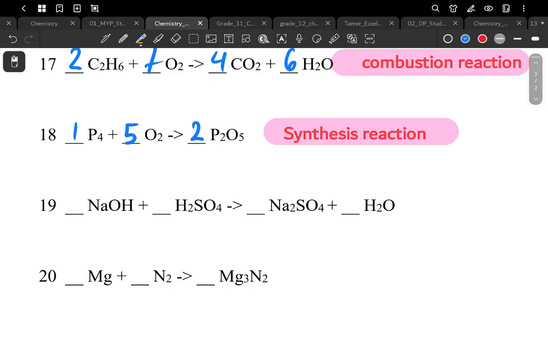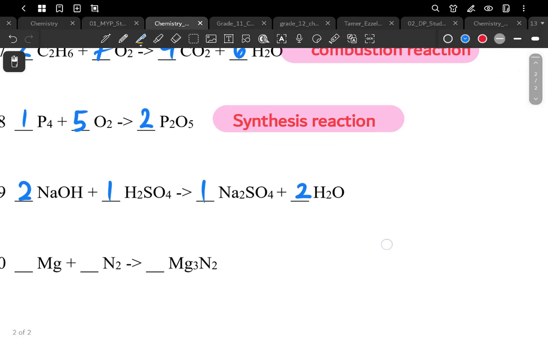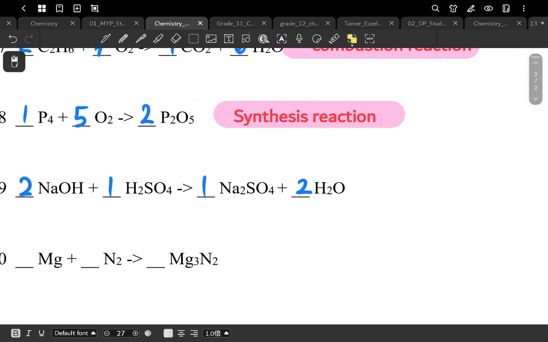Sodium hydroxide reacts with sulfuric acid to produce sodium sulfate and water. So since the sodium is 2 here, and on the other side is 1, I'm going to add a coefficient of 2. The hydrogen is 2 and here is 2, so we have 4 hydrogen atoms here and we have only 2 hydrogen atoms here. I'm going to multiply this by 2. Let's check for the oxygen. We have 2 oxygen atoms here and 2 oxygen atoms here. We have 1 sulfate group here, 1 sulfate group here. So now everybody is happy with the atoms, and this, guys, is called a double displacement reaction.